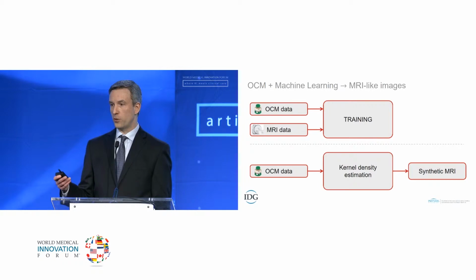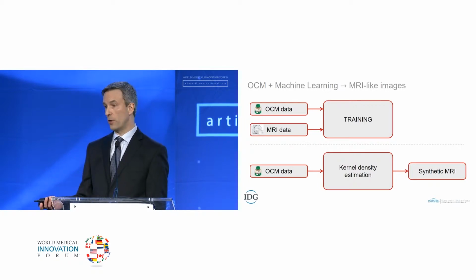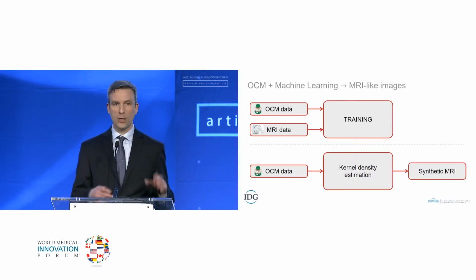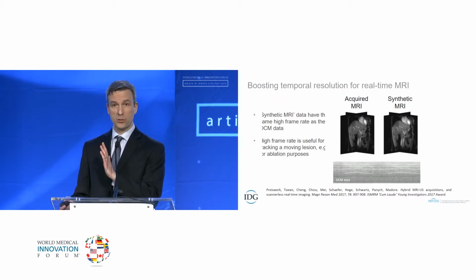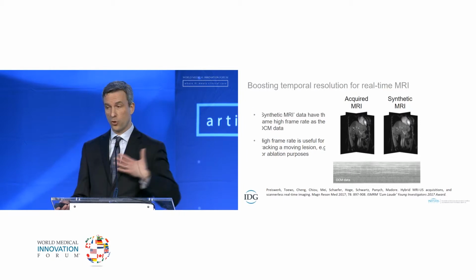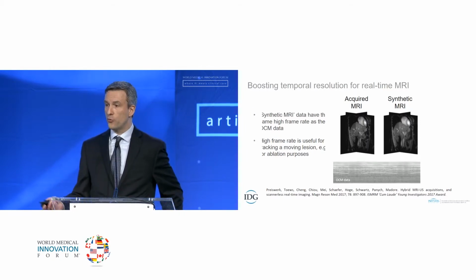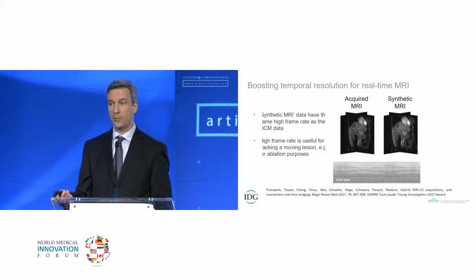In the first one, the sensor data and MRI are acquired at the same time, and an algorithm, in this case based on kernel density estimation, learns how to convert the sensor signal into synthetic MRI. So we have 2 slices acquired here, a sagittal and a coronal, and the temporal resolution of the acquired MR imaging stream is relatively low.